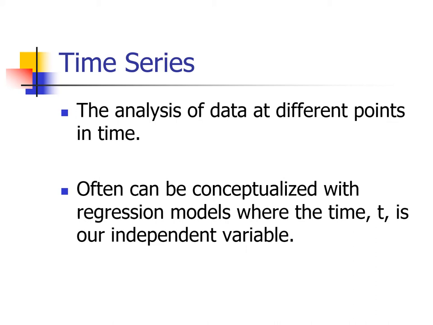We typically conceptualize time series as a regression model, where the time t is our independent variable. So in a lot of ways, it's like simple linear regression. It's just instead of y equals beta naught plus beta 1 x, we write y equals beta naught plus beta 1 t, because our explanatory variable, our independent variable, is time.